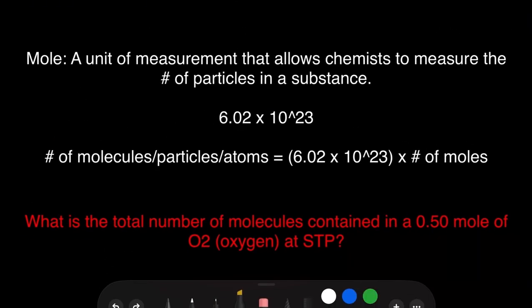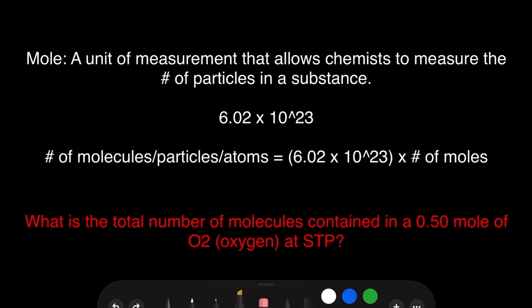Today we're going to be covering another chemistry topic, specifically moles and how to calculate the number of particles in a substance. Before getting into that, we first have to know what the definition of a mole is. Well, a mole is a unit of measurement that allows chemists to measure the number of particles in a substance. They can do this through the unit of measurement, which is 6.02 times 10 to the power of 23.